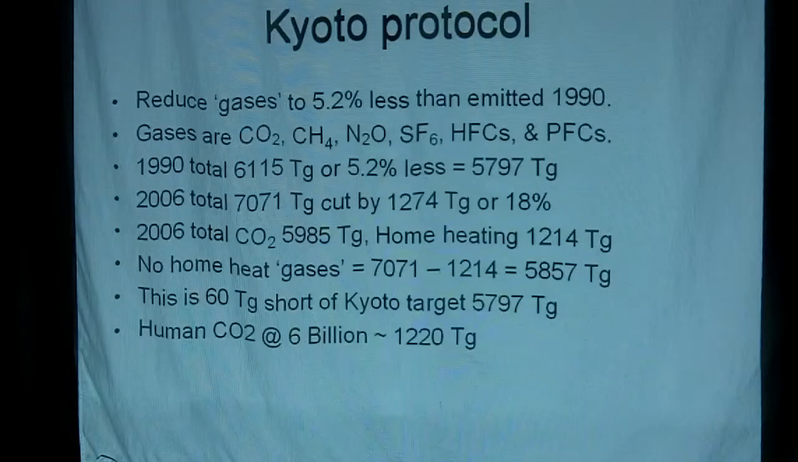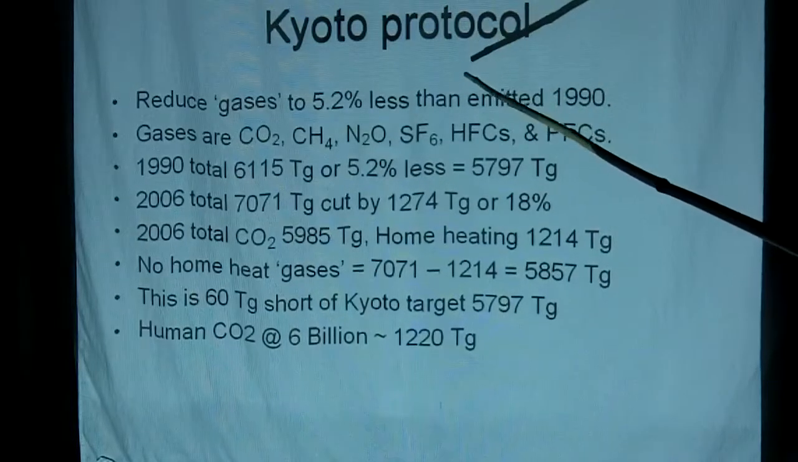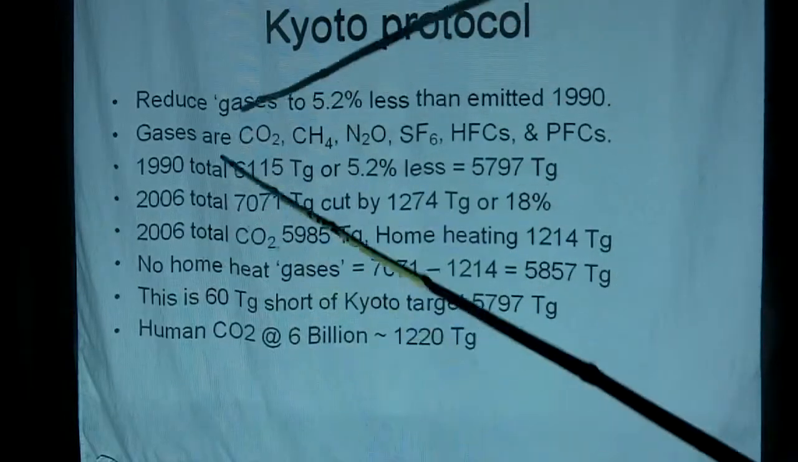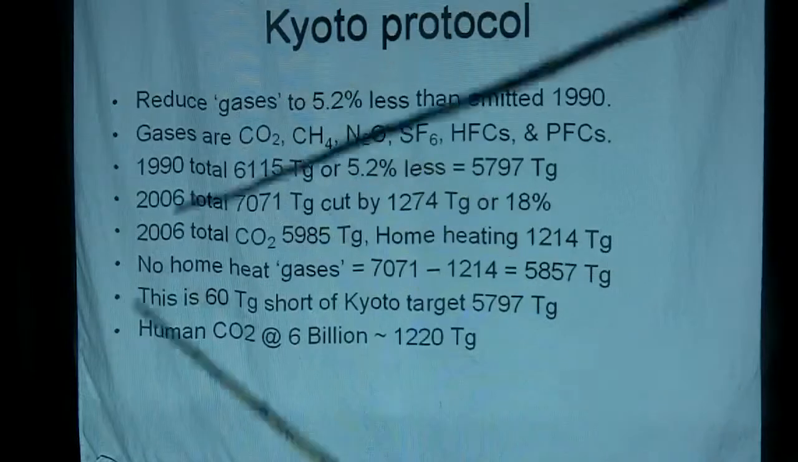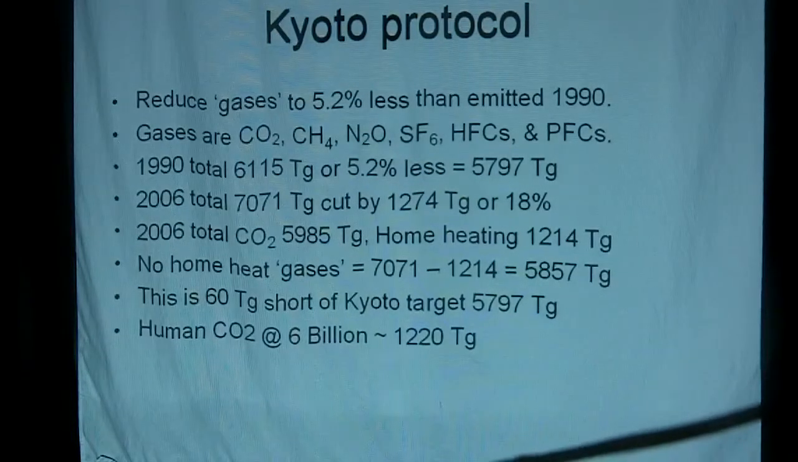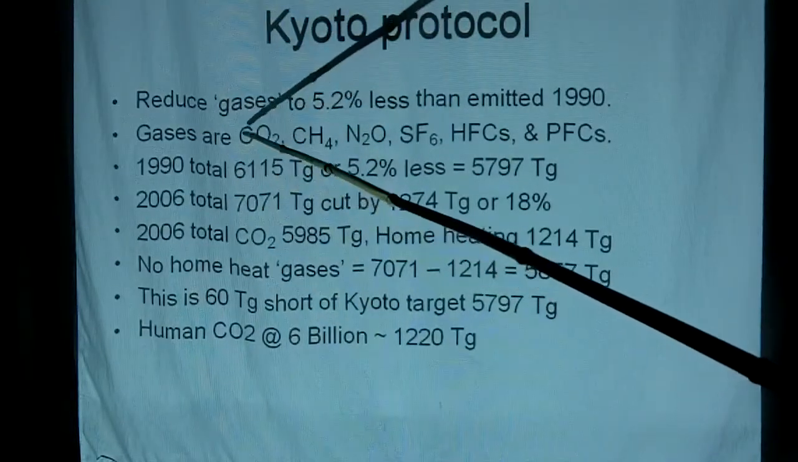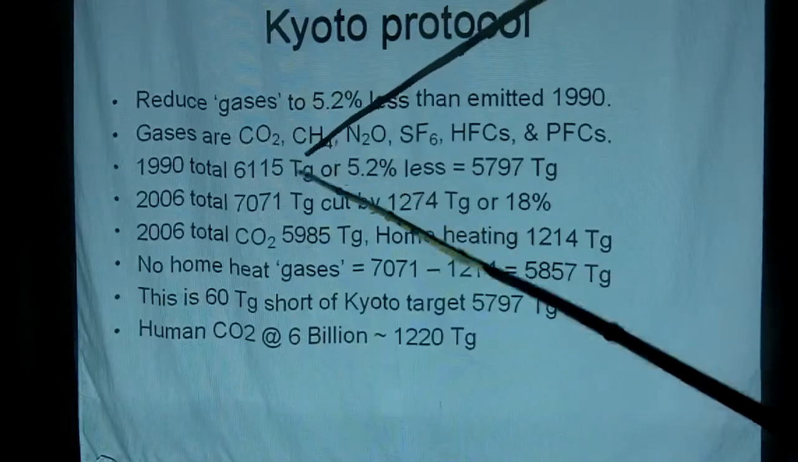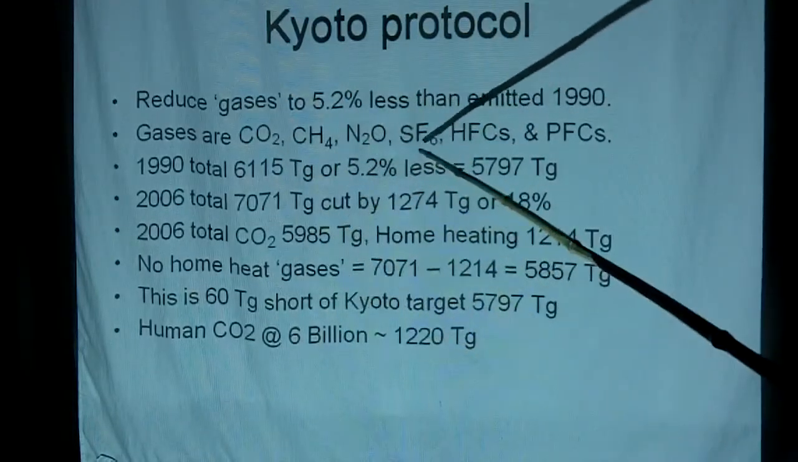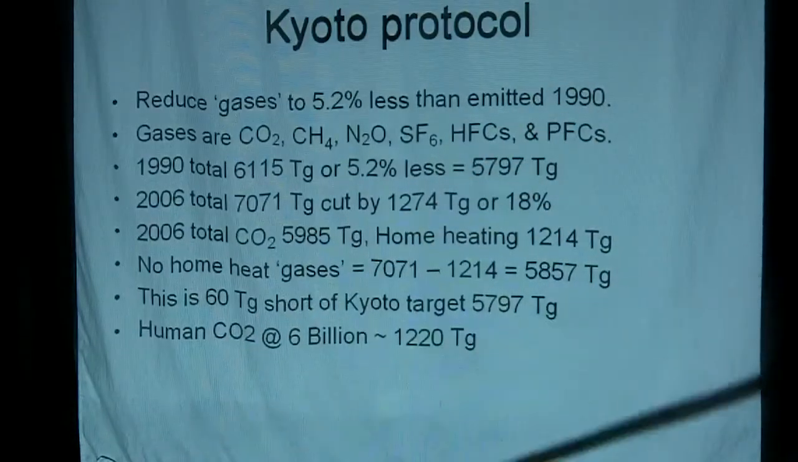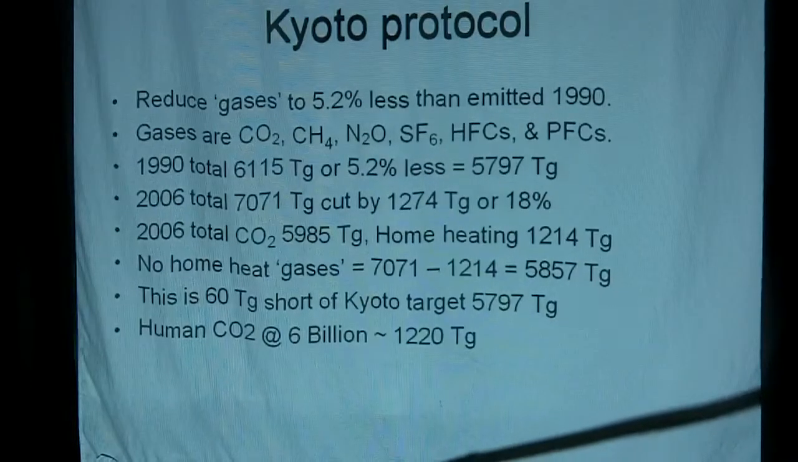So now we've got time for one more slide here, and this will be the end of part one. The Kyoto Protocol is meant to reduce the heat trapping gases to 5.2% less than what was emitted in 1990. And the heat trapping gases are the ones they're worried about: carbon dioxide, methane, nitrous oxide. Sulfur hexafluoride is man-made, and these are the freons that are also man-made. They're leaving out the most important one, which is water vapor.